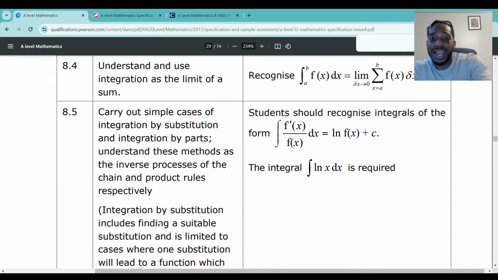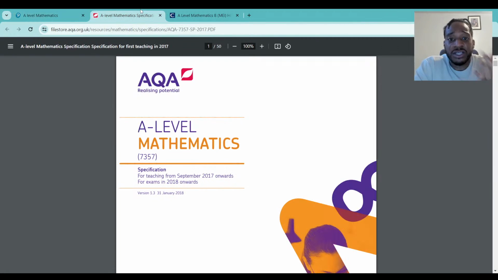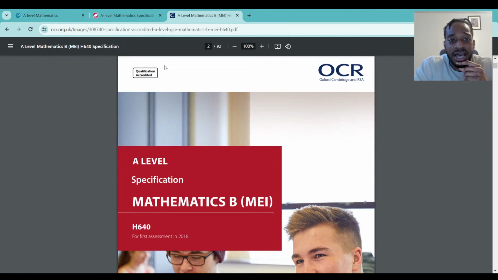Another thing as well, integral of ln x is required. The way you integrate that is by doing by parts: 1 times ln x, do by parts. Just watch a video. I may do a TikTok on it as well. And this is the specification for AQA. Look at that, and see how you get on.